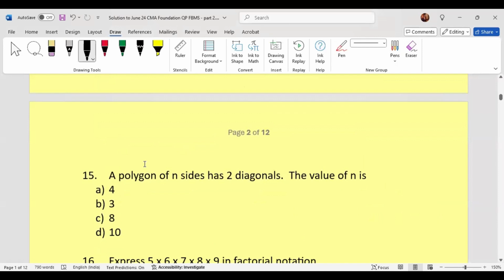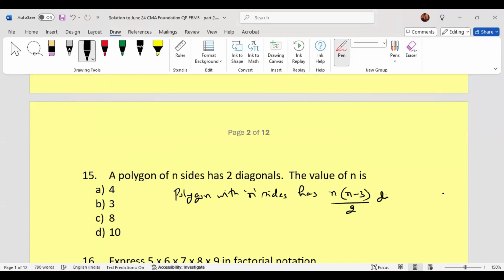Polygon of n sides has 2 diagonals. The value of n is what? Polygon with n sides has n into n minus 3 divided by 2 diagonals.